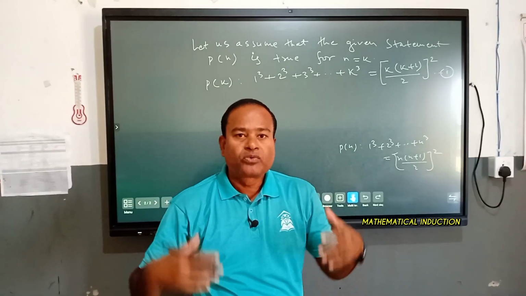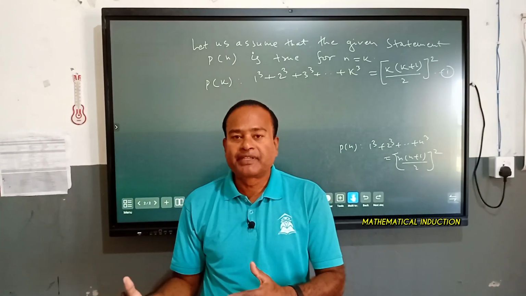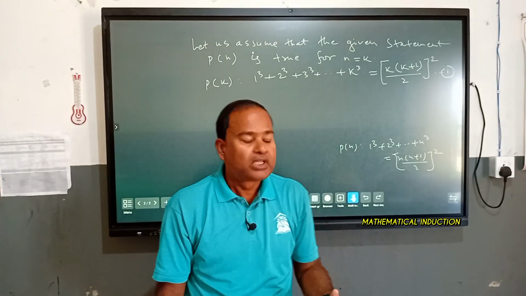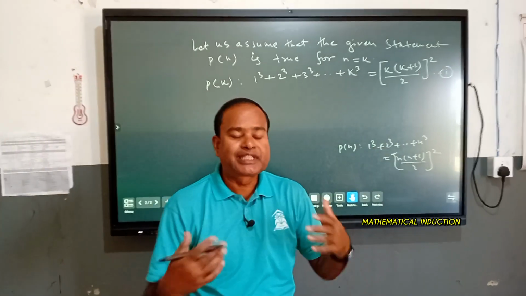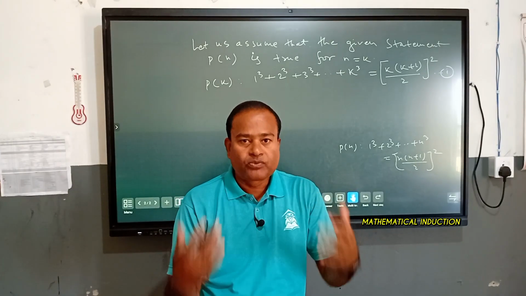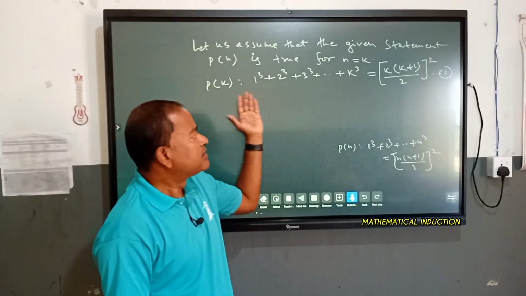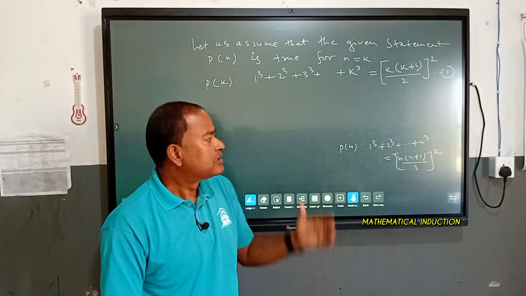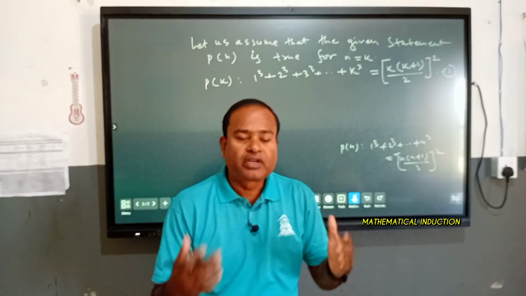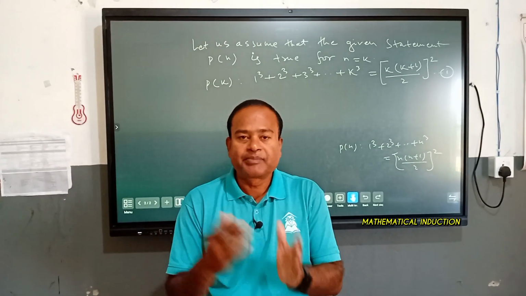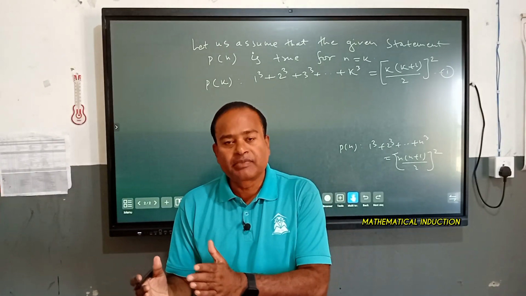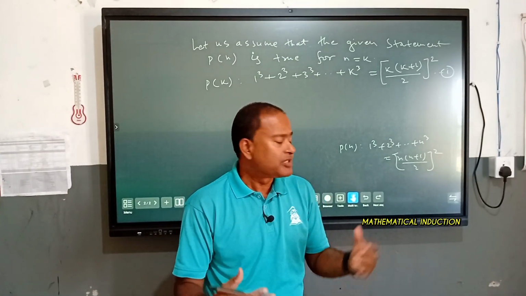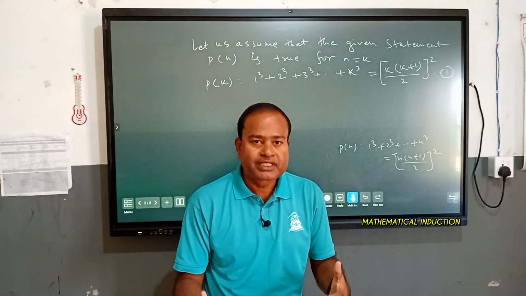So this means according to the principle of mathematical induction, after showing the given statement is true for n equals 1, we have to suppose that the given statement is true for n equals k. And by supposing that the given statement is true for n equals k, we have to show that the given statement is true for n equals k plus 1. That means if we add one more term, then again we get the given statement true. That means we'll get the value of LHS and RHS equal.